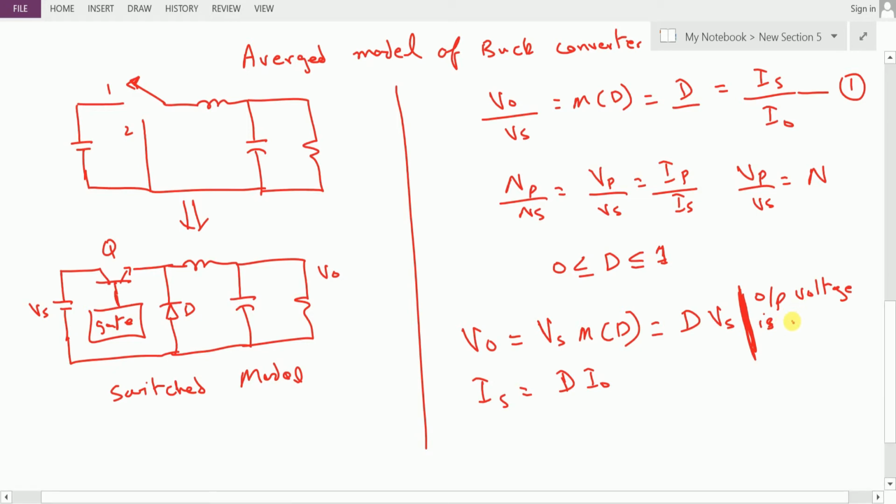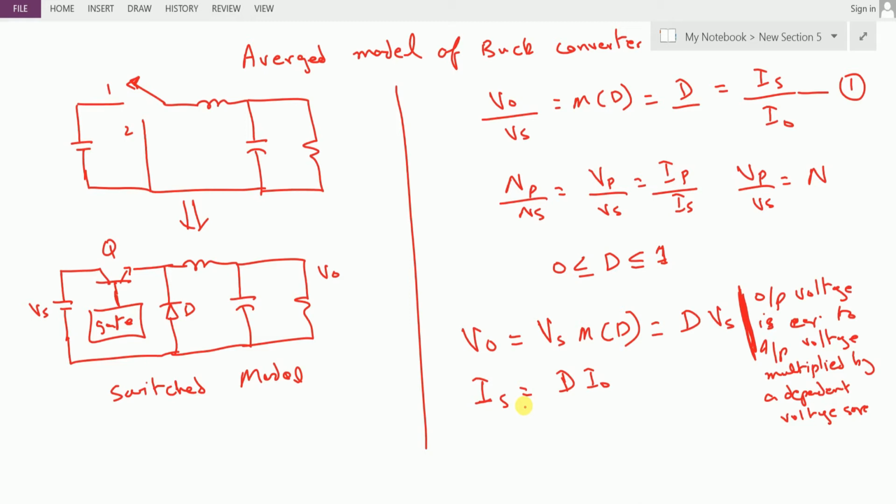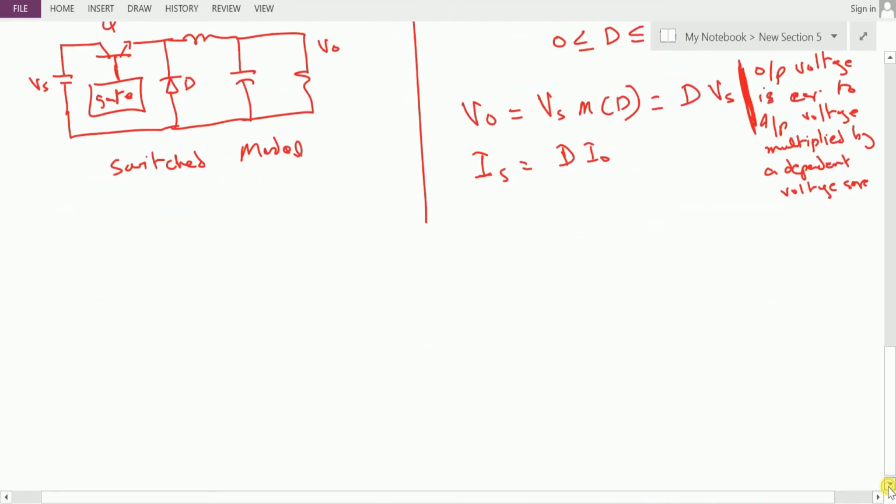Similarly, let me write it here. The input current Is is equal to the output current multiplied by a dependent current source with a gain that is equal to D. So I can redraw based on these two equations.